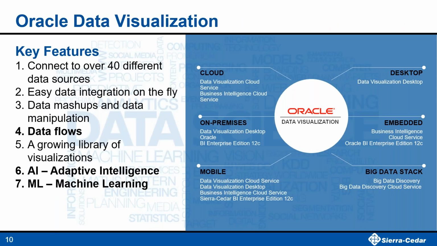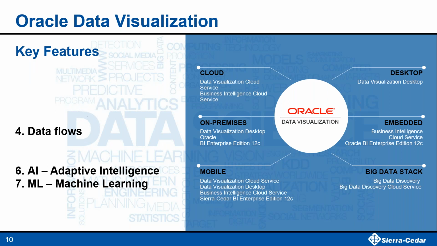So just very briefly, when we look at the Oracle data visualization tool itself, the key features: it can connect to over 40 different data sources. There's very easy data integration on the fly and data mashups. And really the path to seeing the signals is embedded in this Oracle data visualization tool, which is truly self-service. It's an application with a lot of powerful features. Today, we're going to take a much closer look at data flows, adaptive intelligence, and machine learning, and see how those features can help you uncover insights you wanted answers to, but haven't been able to in the past.